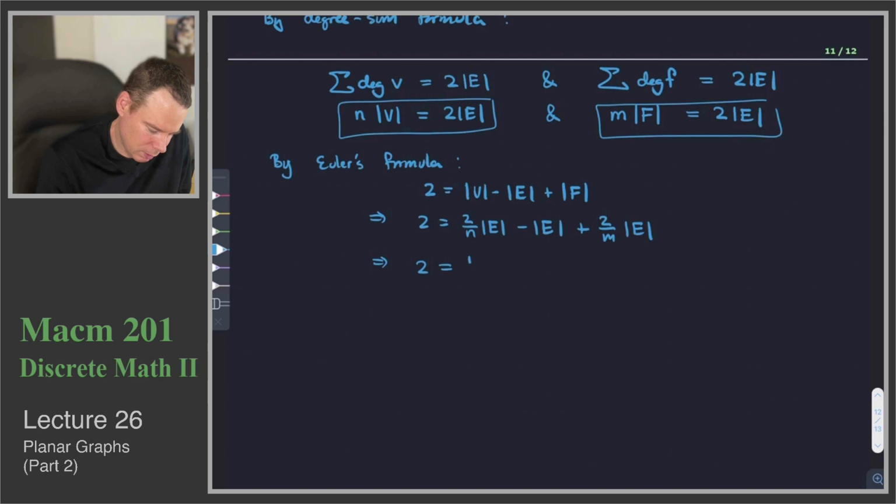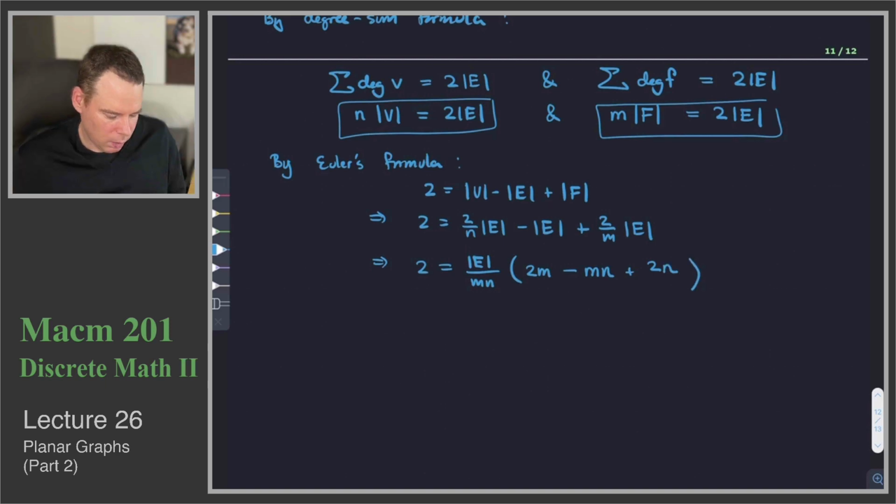So now I can write this as, well, I can factor out an mn from each term. And so for that first one, I get 2m. For the second one, I get mn. And for the third one, I get 2n. And now at this point, the crucial observation to make is the following.